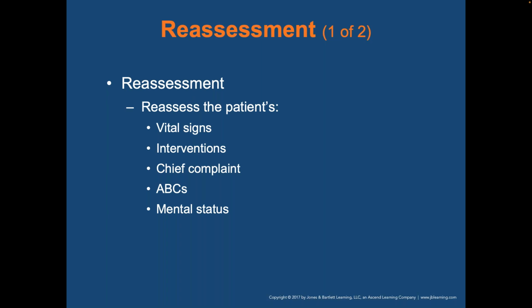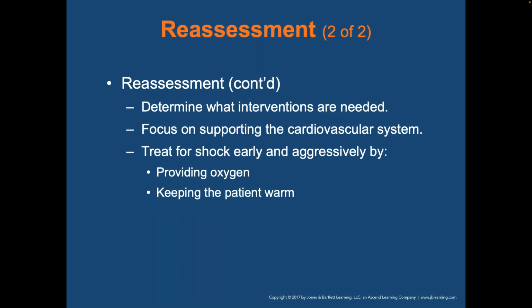Okay? We're going to reassess the chief complaint, because if something starts getting better, something else may get worse, or the pain from one may mask the pain from another. Reassess ABCs, because the airway can change, breathing can change, circulation can change. And then look at our mental status. Determine what interventions are needed at this point in the reassessment. Do we need to do another intervention?